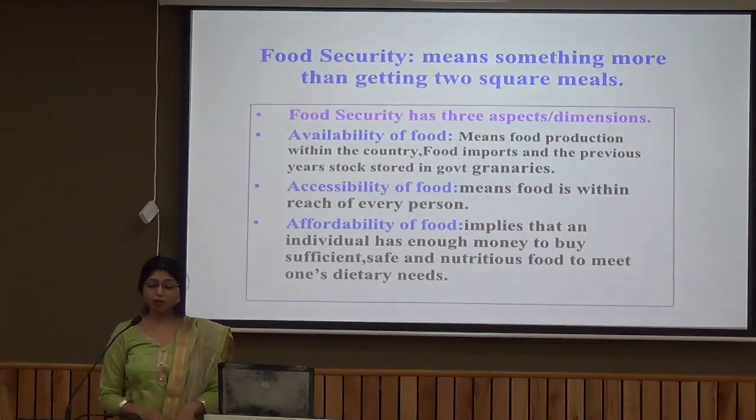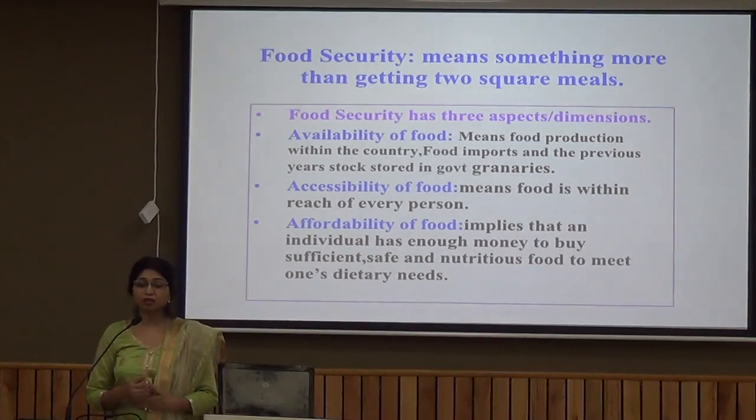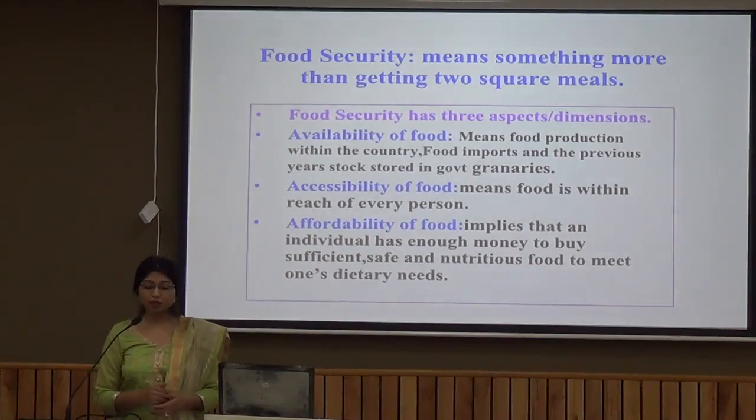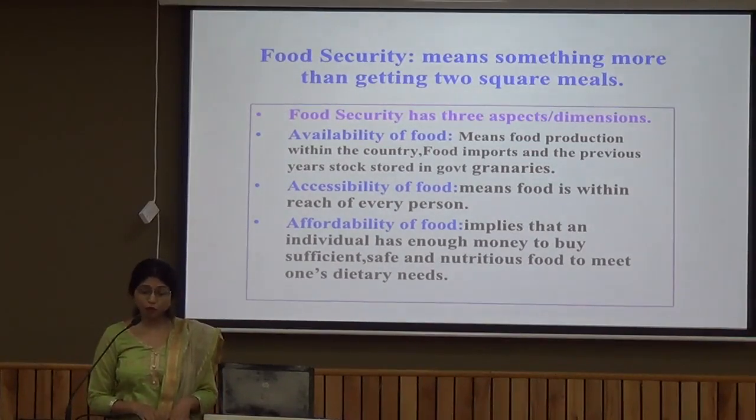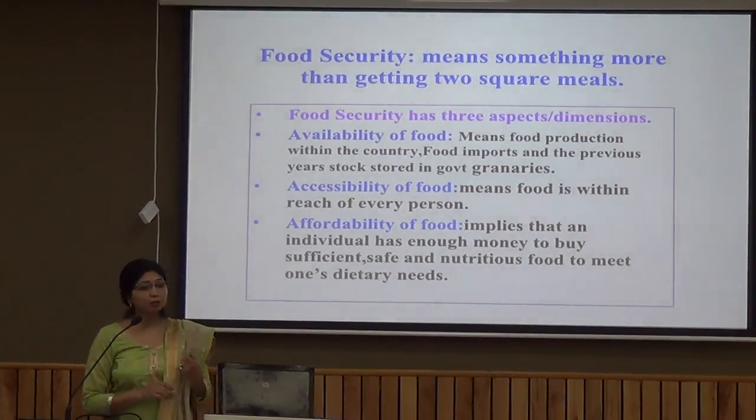Now, food security means something more than getting two square meals. We are getting two meals in a day, but food security is more than that. Food security has three aspects, or we can say dimensions: availability of food, accessibility of food, and affordability of food. As I told you, availability of food means food production within the country, food imports and the previous year's stock stored in government granaries so that it can be used during the time of any natural calamity or natural disaster.